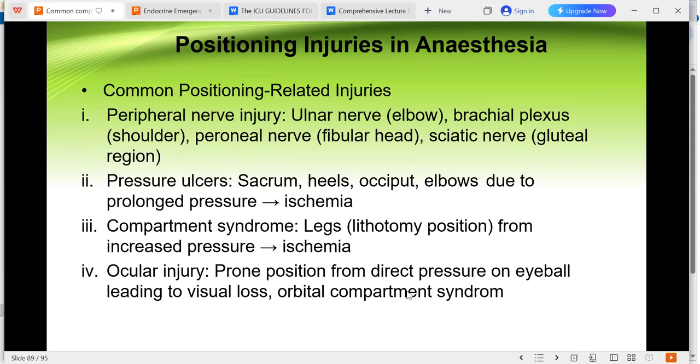Positioning. The common position-related injuries are peripheral nerve injury, pressure ulcers, compartment syndrome, especially following lithotomy position, and ocular injuries from prone position and so on.